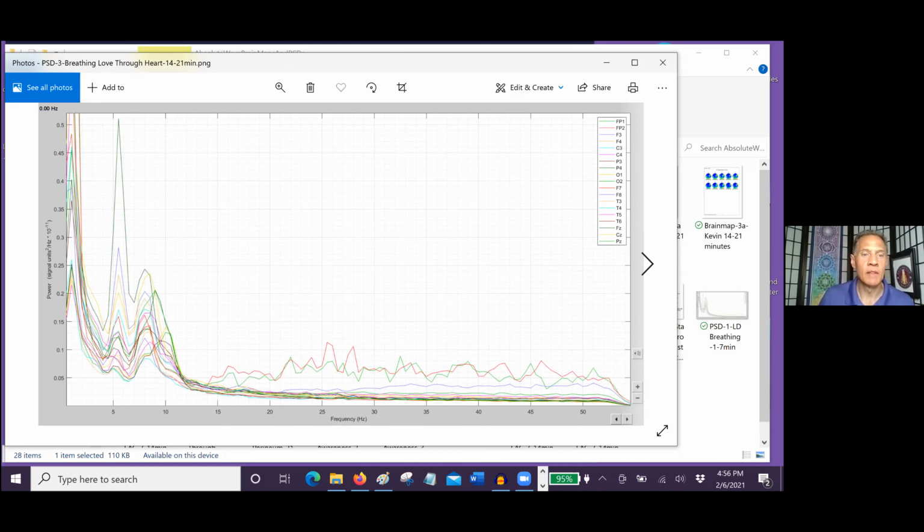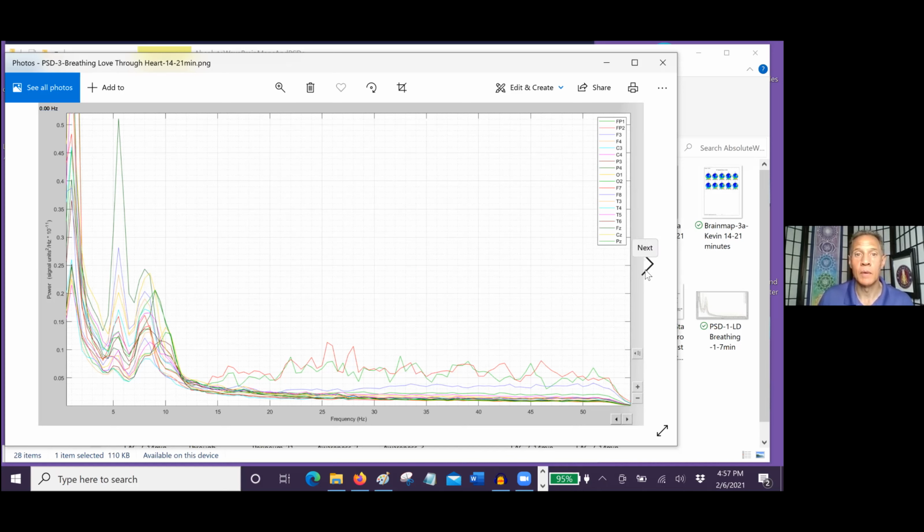Then we go into love through the heart. And as we saw in the brain maps, this shows the high delta readings. We again have the theta, which is pretty consistent, right about 5.5 or 6. The higher theta about 8, and then the alpha at about 10. So low alpha, alpha 1. And this is a breathing love through the heart. And then you'll see some temporal beta and gamma here.